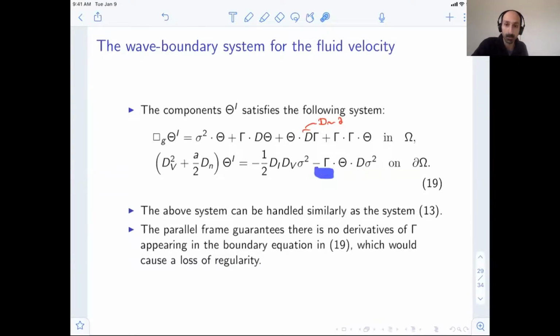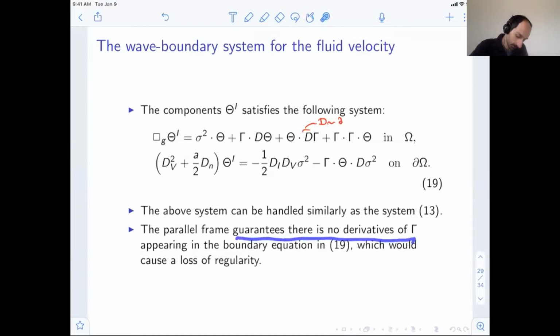So the important point of the choice of frame that we made, of this gauge, is that the derivatives of the connection coefficients don't come up here. And that would kill the regularity. If the derivatives of the connection coefficients came up here, this would prevent us from closing the estimates, right? So that's why we choose to parallel transport the frame. Because there's a second derivative in v here, and that's essentially going to make a derivative of the connection coefficients appear otherwise.